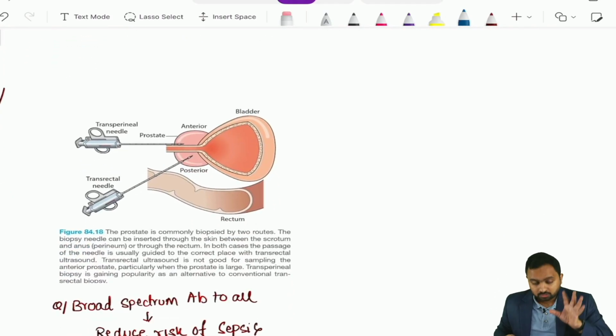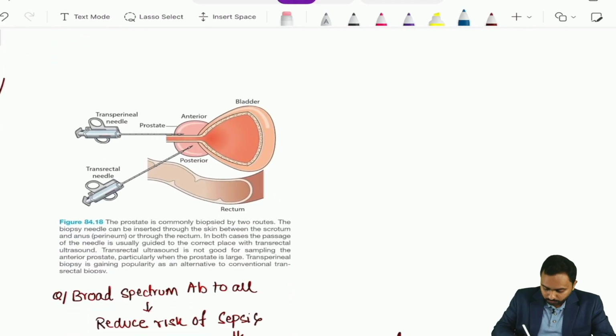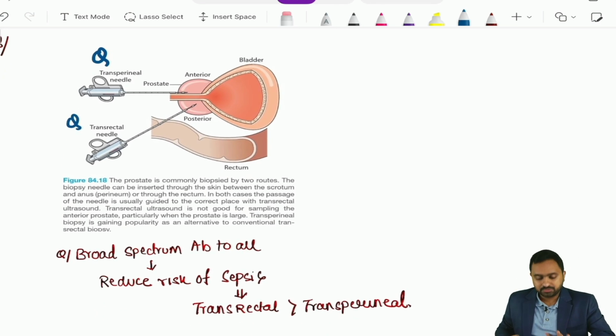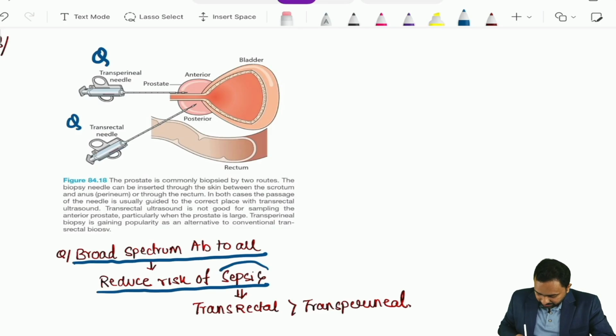Then the biopsy of the prostate is usually done via two routes. One is transperineal and one is transrectal. An important thing to remember is that a broad spectrum antibiotic has to be given to all to reduce the risk of sepsis, and the sepsis risk is higher in transrectal compared to transperineal.